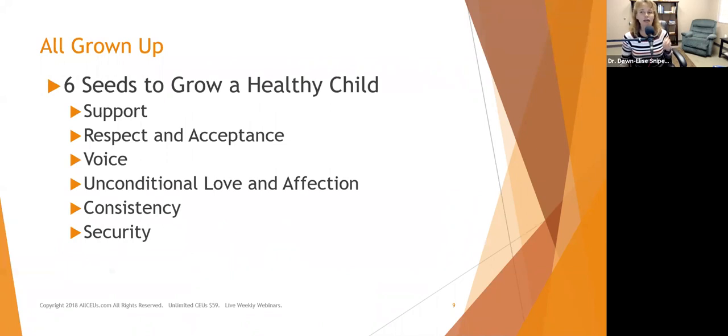Six seeds to grow a healthy child: support, respect and acceptance, voice, unconditional love and affection, consistency, and security. So there's a lot of different ways that you can do this. One of my favorites, and they're not seeds exactly, because seeds are far too small, but I get the little plastic eggs from the dollar store or whatever, especially the day after Easter when they're all 50% off, and I put the eggs around the room, and in each egg there is a suggestion for how to develop one of these, and I have people go around and collect their eggs, and then they share with the group what's in the egg, like for support.